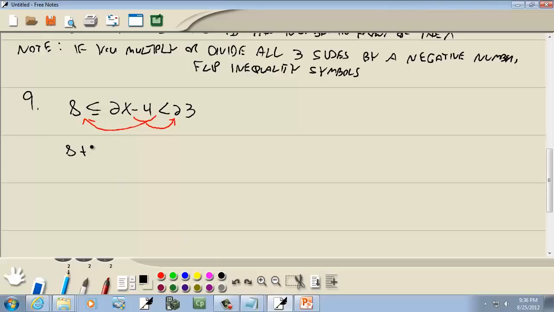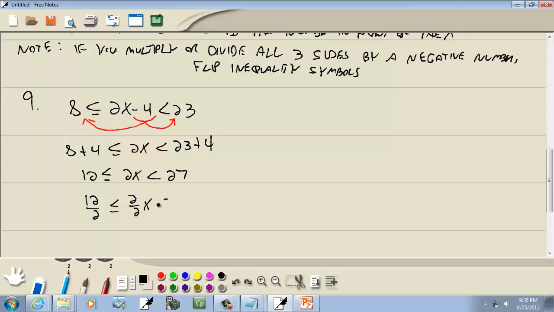So this can become 8 plus 4 is less than or equal to 2x is less than 23 plus 4. Now at any step combine together numbers. 8 plus 4 is 12. And 23 plus 4 is 27. Last step, divide all three sides by the number in front of your x, which is 2. So I divide that by 2, and this by 2, and then the 27 by 2. Well, 12 divided by 2 is 6. Those 2's cancel, leave me x, and then 27 over 2 there.